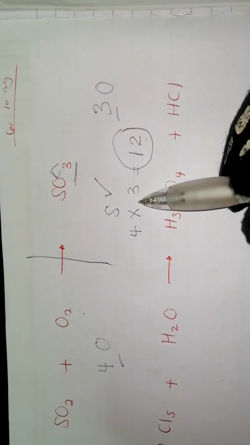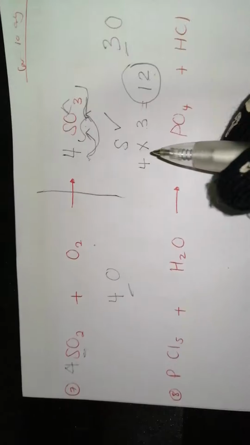Now, because I put this coefficient of 4 in front of SO3, this 4 applies to both the sulfur and the oxygen, which means now I have changed sulfur into 4 also. So because I have 4 sulfurs on this side now, and I only have 1 on this side, I have to make this side also 4 so it can equal this side. So what am I going to do? I am going to change this to a 4. So because I put a 4 in front of this sulfur, now I have 4 sulfurs here, 4 sulfurs here.